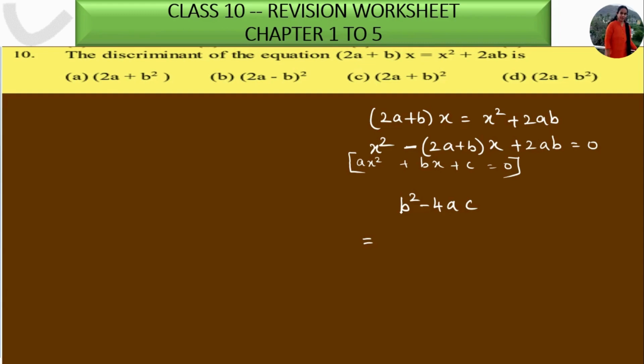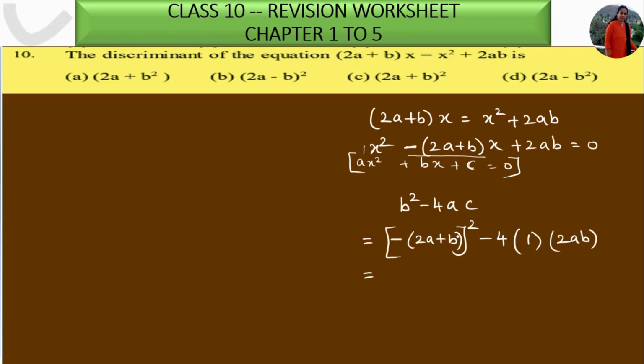So b is nothing but the coefficient of x. So what is the coefficient of x? It is minus (2a plus b) whole square, minus 4a. What is a? Coefficient of x square. Coefficient of x square is 1, into c. What is c? C is the constant term. Who is the constant term? 2ab. So minus square is positive.